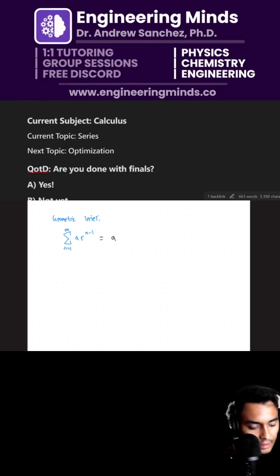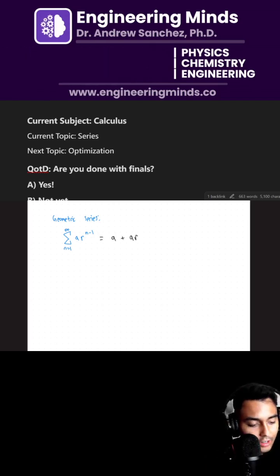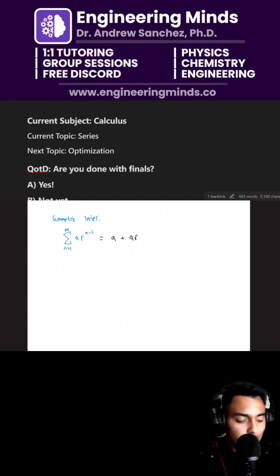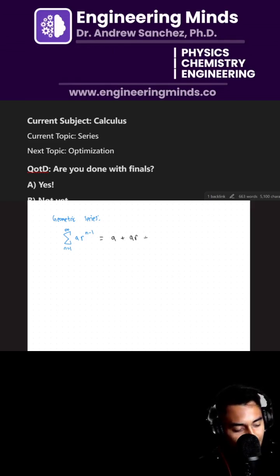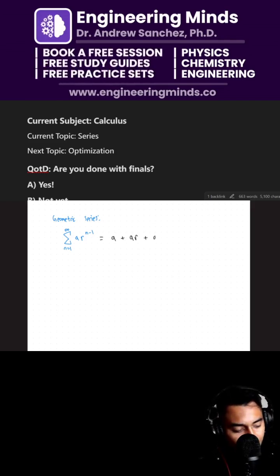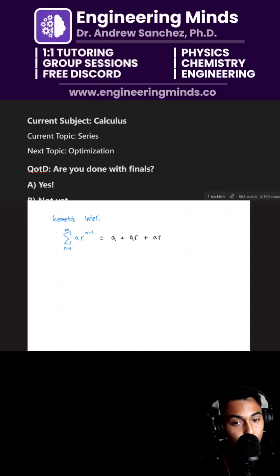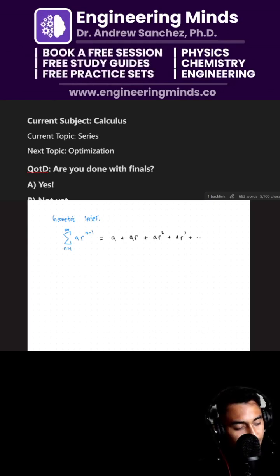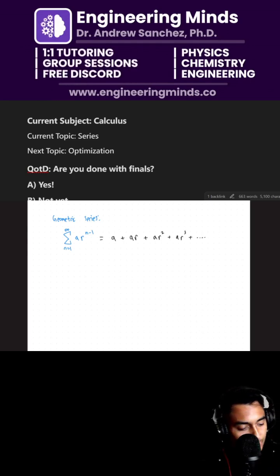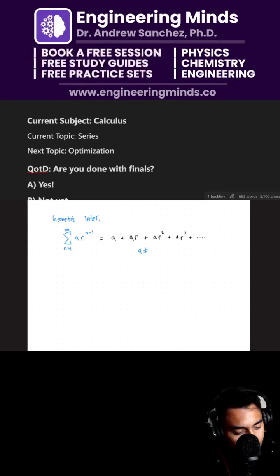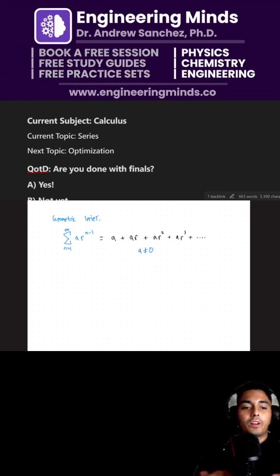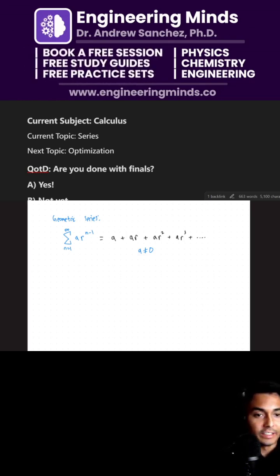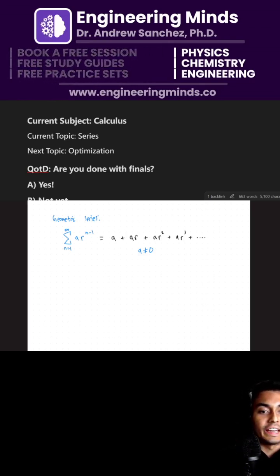Then we have a times r to the power n minus 1. Now n equals 2, so 2 minus 1 is 1, so we have a r to the power 1 here, and then we keep repeating that. Then we're going to have a r squared for n equals 3, plus a r cubed, and keep going on forever. This is provided that a is not 0. This is called a geometric series, and we can evaluate different cases for different values of a and r.